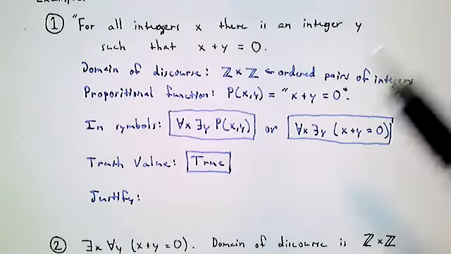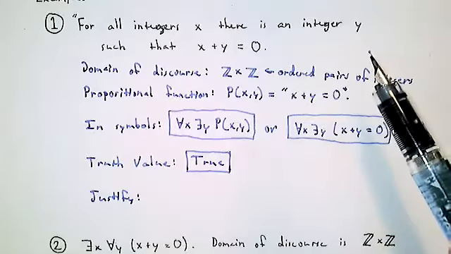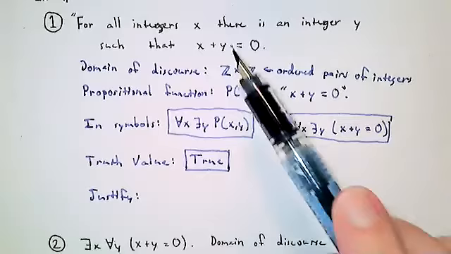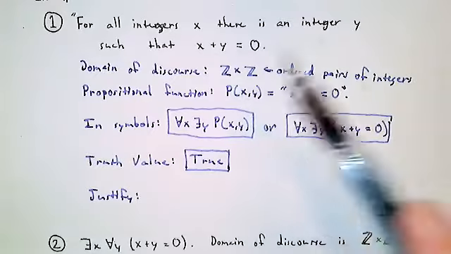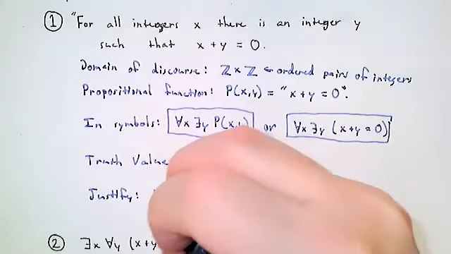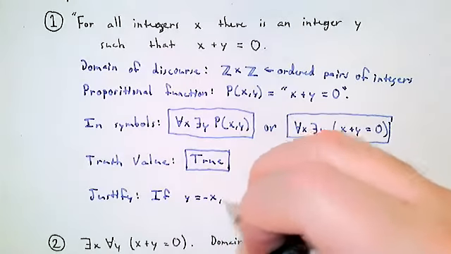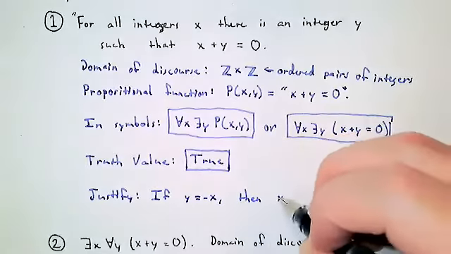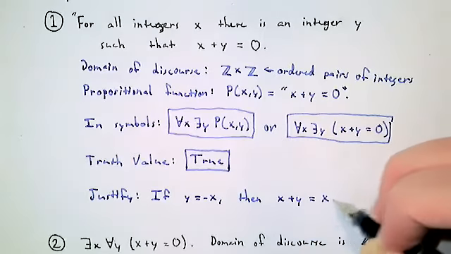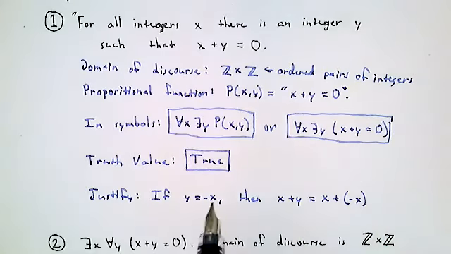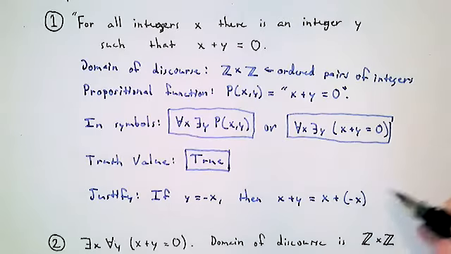So if I gave you an x, what would your answer be for y? How would I pick y to make it 0? Negative x. Minus x. Good. So let's just write that out in words. If y is equal to minus x, then x plus y is equal to x plus negative x. We're just plugging in this value that we picked for y. And of course, this is going to be 0.